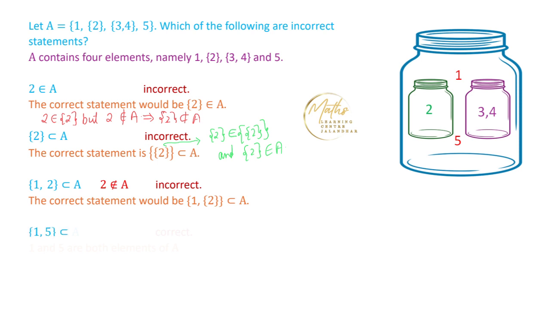Next is the set {1, 5} is a subset of A.